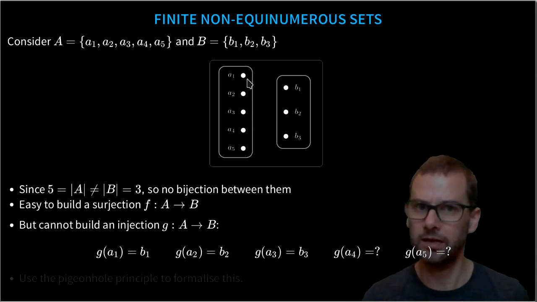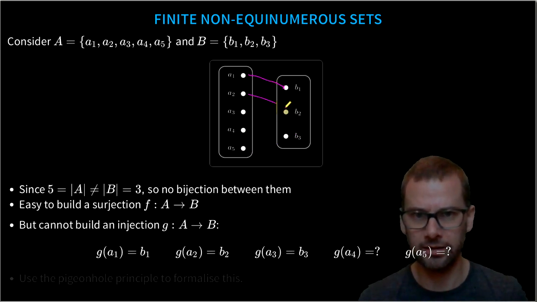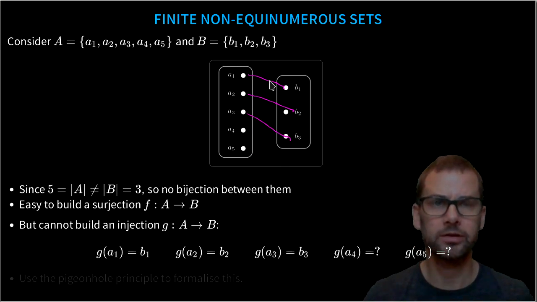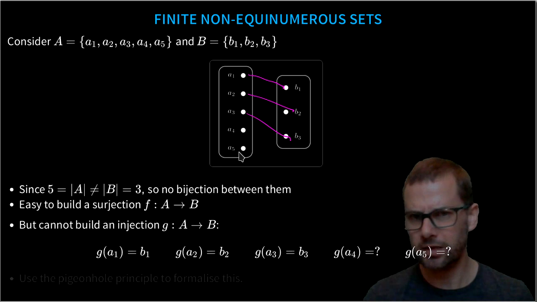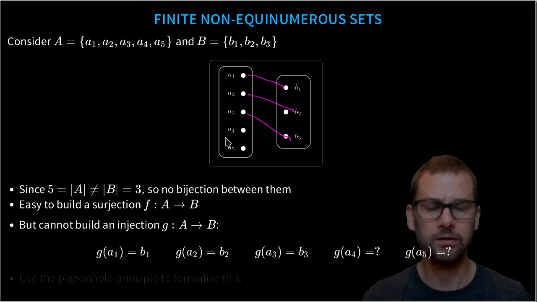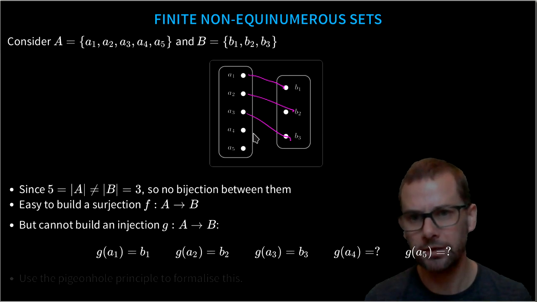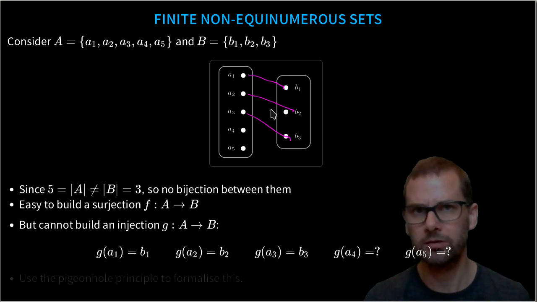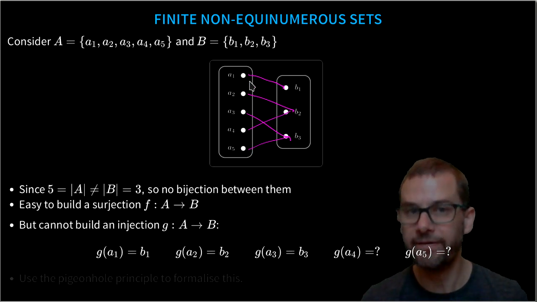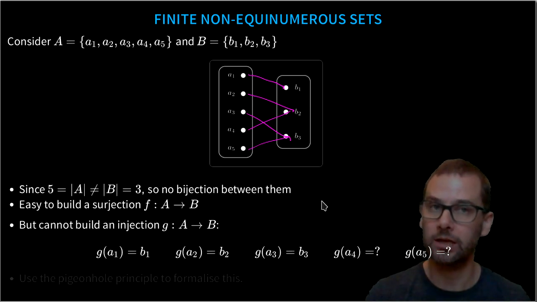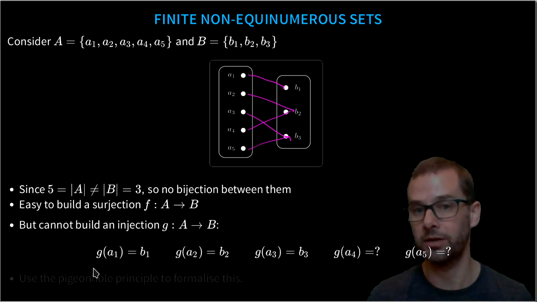So if we try this again, you see I can put that there and that there and that there, but it doesn't matter how I join up those first 3 elements, by the time I get to these two remaining elements here in A and I need to connect them to something, I need to say what their output is under this function, well, it doesn't matter what we do, we're going to have two things mapping to the same thing. So this fails to be injective. Now, to formalize this reasoning that I used here, we can use something called the pigeonhole principle.